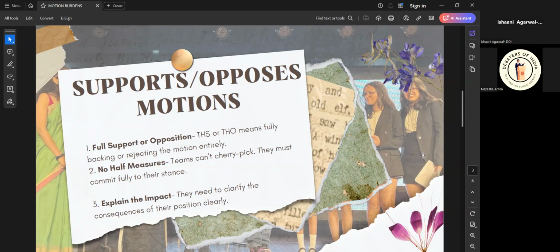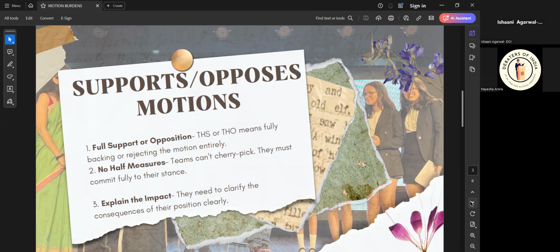Another motion of this kind for practice is this house supports the universal right to be forgotten. This was also a motion which was used in the prelims of the Harvard Invitational Debate 2023. So, if you end up doing the case prep for this debate, feel free to reach out to us on Instagram at Debaters of India and share it with us, and we can probably discuss it.